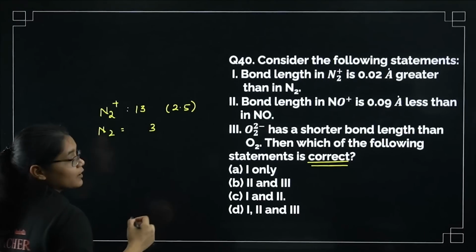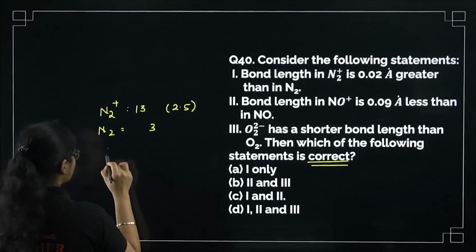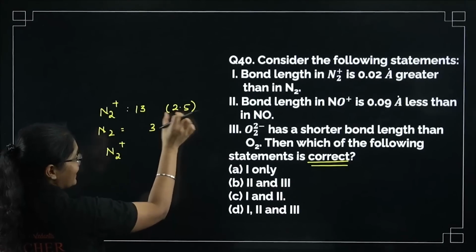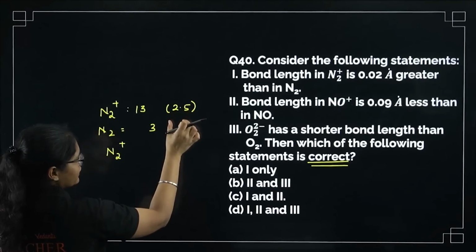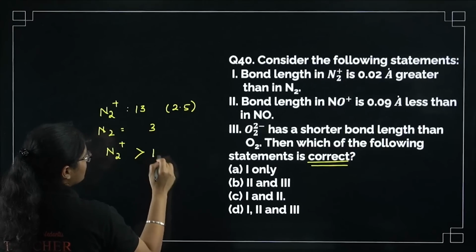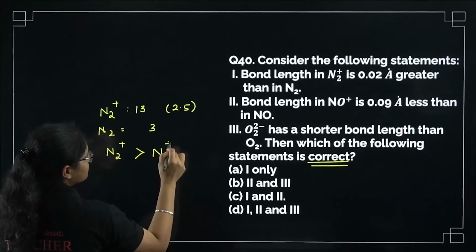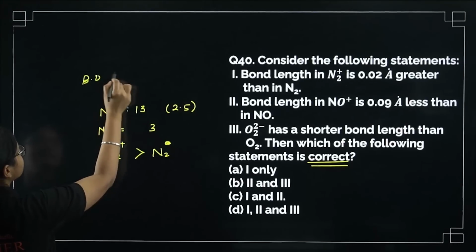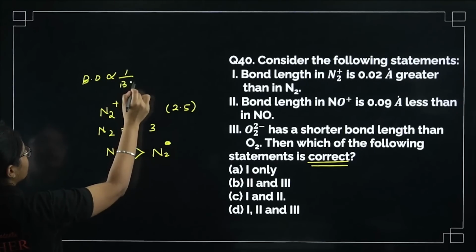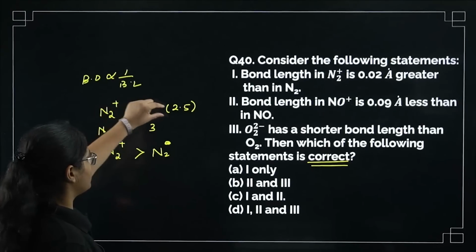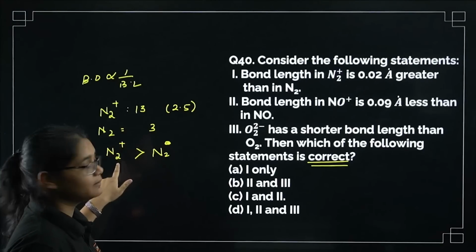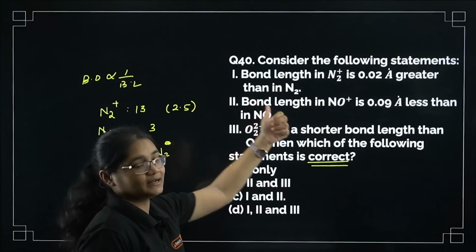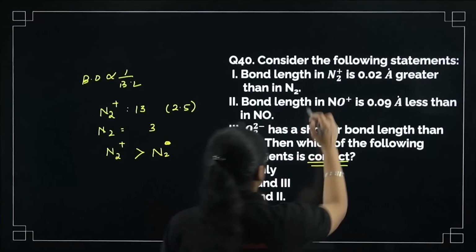Now if I talk about the bond length of N2+, since it has less bond order, it will have more bond length than simple N2. If you remember, bond order is inversely proportional to bond length. So here bond order is less, so bond length will be more. So the bond length of N2+ is 0.02 angstrom greater than N2. That is a correct statement here.